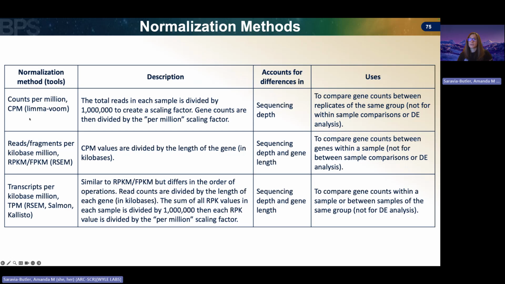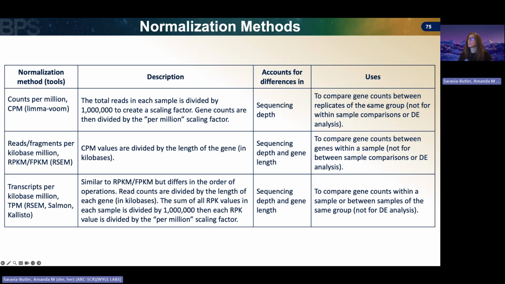Starting here with counts per million, or CPM, Limma-voom being one of the tools that do this. This is where the total reads in each sample is divided by 1,000,000 to create a scaling factor. Then gene counts are divided by that per million scaling factor. Because you're totaling the reads in each sample, you're not accounting for RNA composition, but you are normalizing for read depth here using that scaling factor. So it accounts for differences in sequencing depth. The use for this would be to compare gene counts between replicates of the same group.